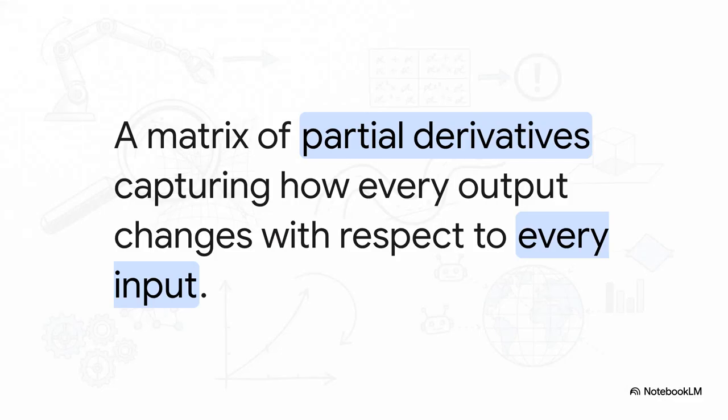And how does it pull this off? It's a matrix, a grid of numbers. And each number in there, a partial derivative, is basically a measure of sensitivity. It answers a very simple question. If I nudge this one input variable just a tiny bit, how much is this one specific output variable going to change? And by putting all of those sensitivities together in one place, the Jacobian gives us a complete picture of the local cause and effect.